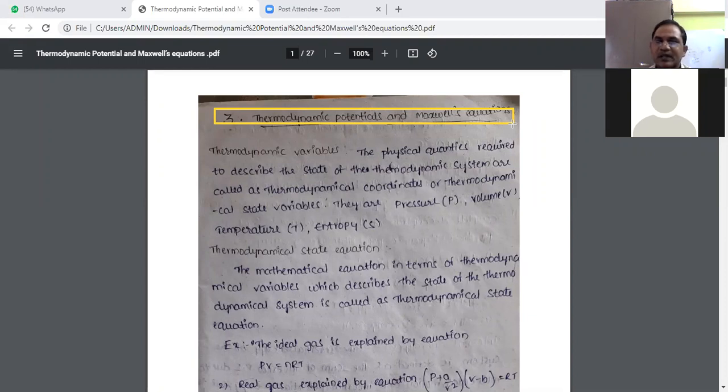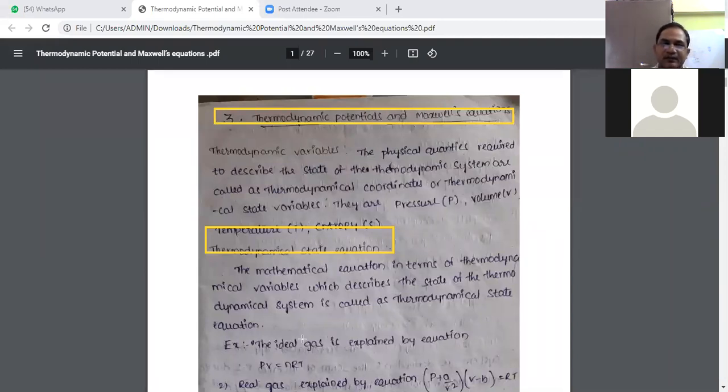Next, what is a thermodynamic equation? What is meant by thermodynamic equation? The mathematical equation which explains in detail about a thermodynamic system is called the thermodynamic state equation. For example, if you take an ideal gas, PV is equal to RT. For 1 mole of gas, any ideal gas obeys the equation P into V is equal to RT.